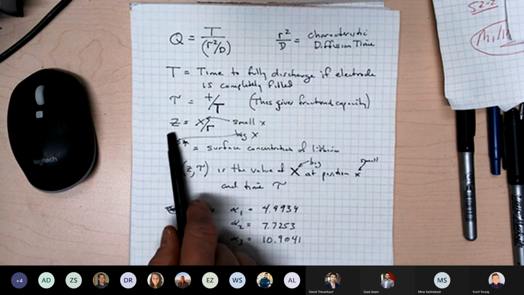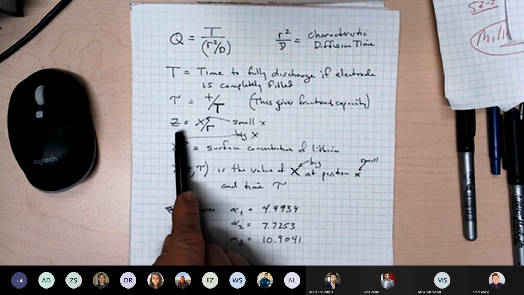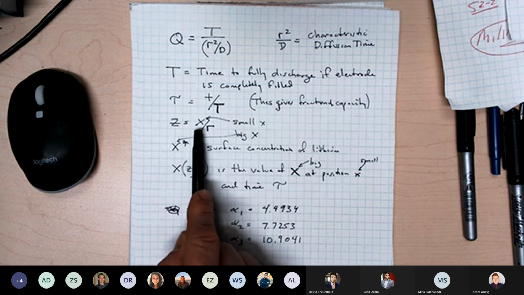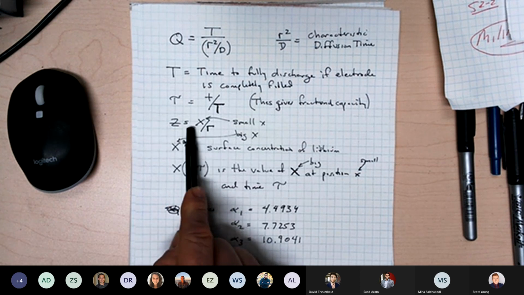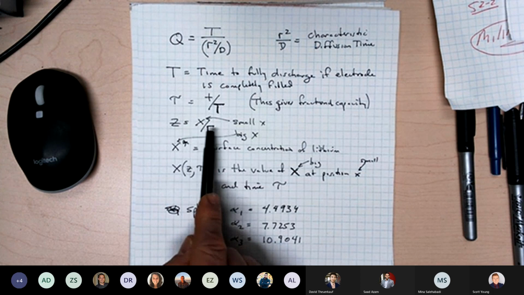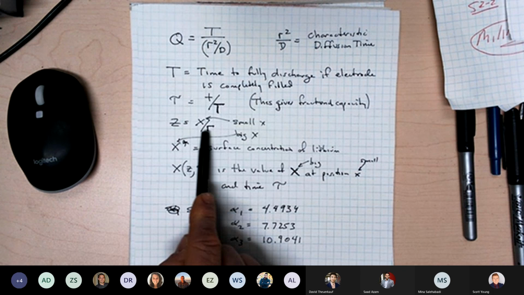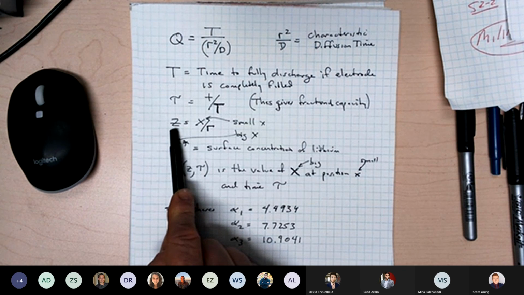So the normalized coordinate within the particle is Z, and that's the ratio of x to R. x varies between 0 and R. R is the radius of the sphere or the cylinder or whatever. So Z varies between 0 and 1.